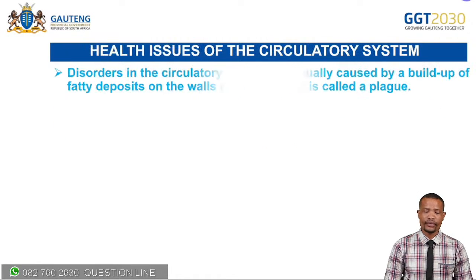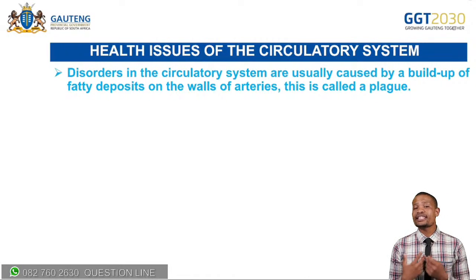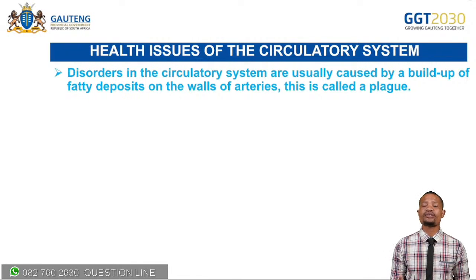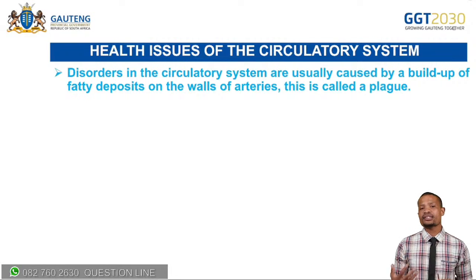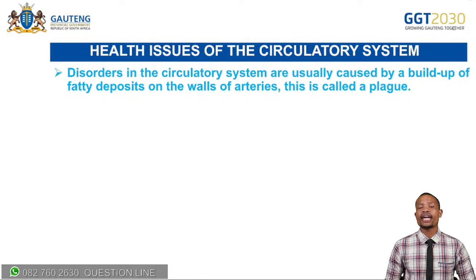Okay. Right. So now let's talk about health issues that are related to the circulatory system. These are conditions that you or anyone may have as a result of a malfunctioning circulatory system. If there are problems with the circulatory system, there are certain problems that your body will start to show. Disorders in the circulatory system are usually caused by a buildup of fatty deposits on the walls of the arteries. This is called plaque.